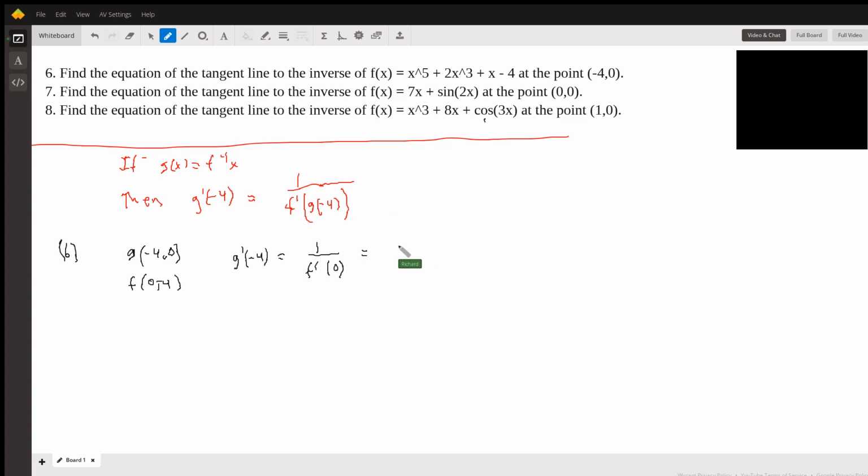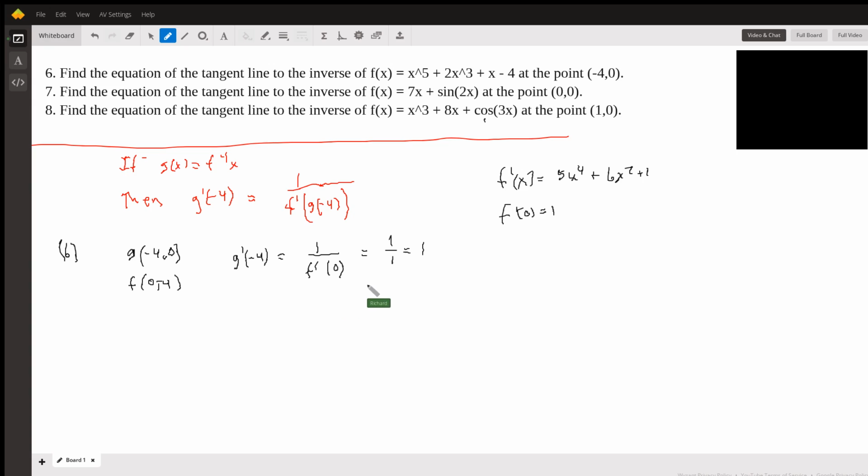We need f prime, so let's find f prime of x. F prime of x is going to be 5x to the fourth plus 6x squared plus 1. So f prime of 0 is just going to be 1. So this is going to be 1 over 1, which equals 1, of course.